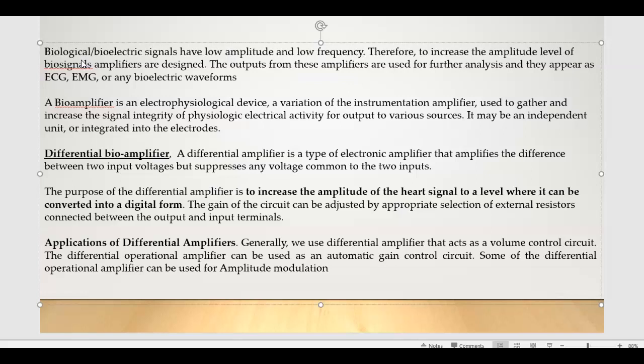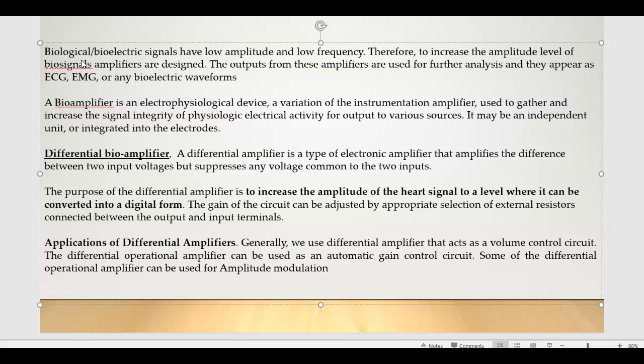The purpose of the differential amplifier is to increase the amplitude of the hot signal to a level where it can be converted into a digital form. The gain of the circuit can be adjusted by appropriate selection of external resistors connected between the output and the input terminals. Application of differential amplifiers.